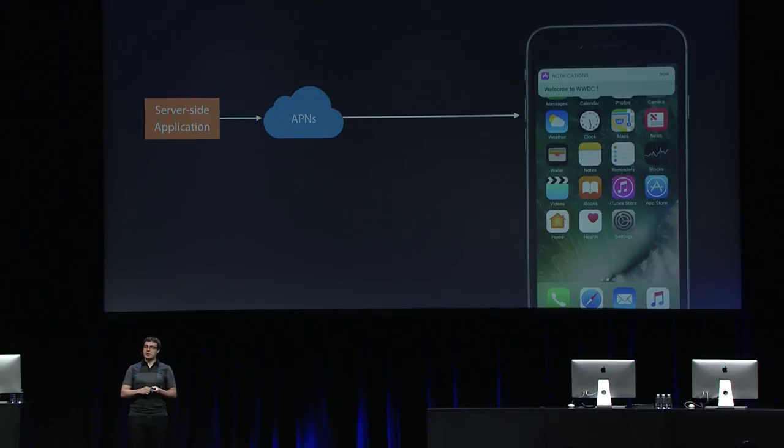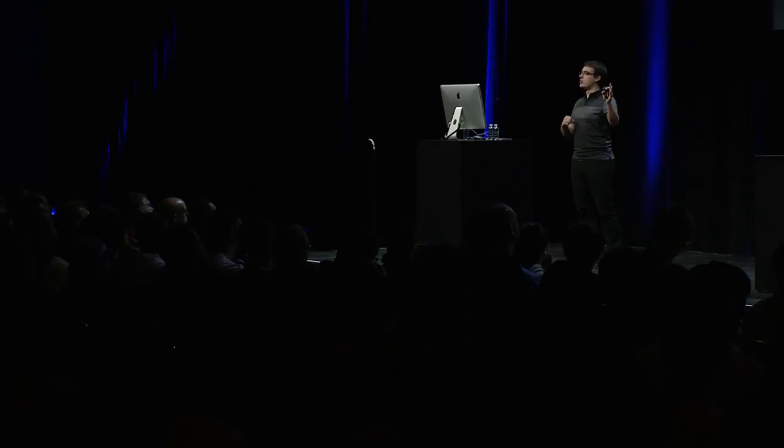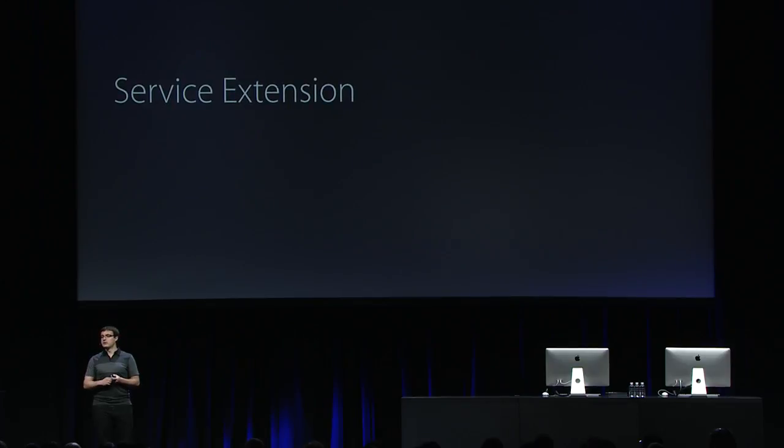Now, maybe some of you are in a situation where you have your server-side application and you communicate to your iOS application, maybe using some end-to-end encryption. Wouldn't that be great if you could use that same end-to-end encryption for your remote notification as well? Well, for that, in iOS 10, we are introducing the service extension. So now we are going to talk about what the service extension is, and then how you can actually implement it in your application.